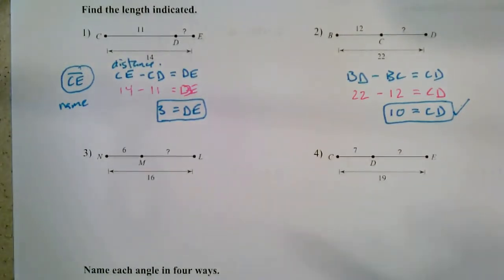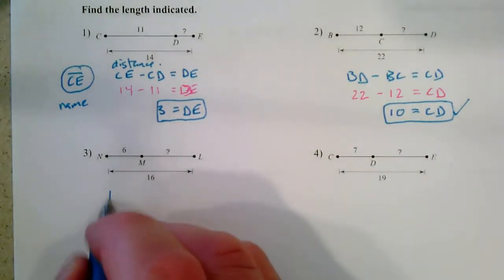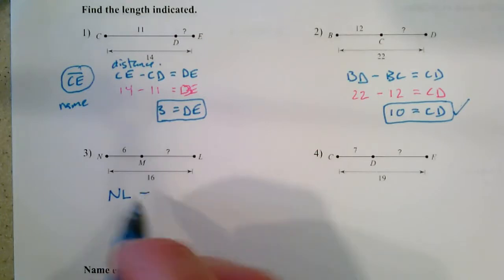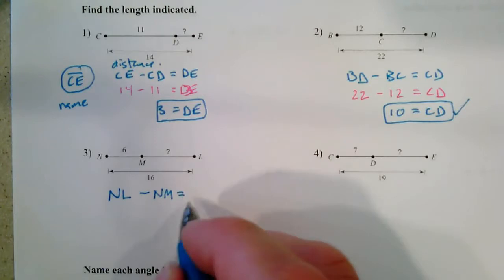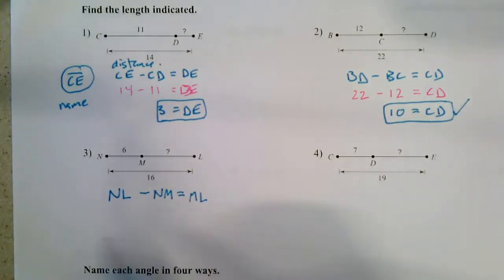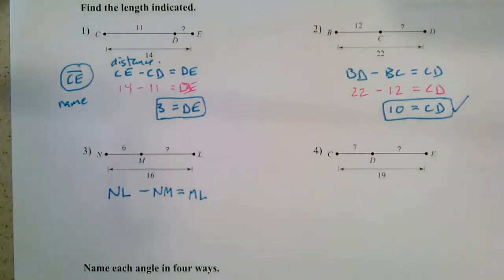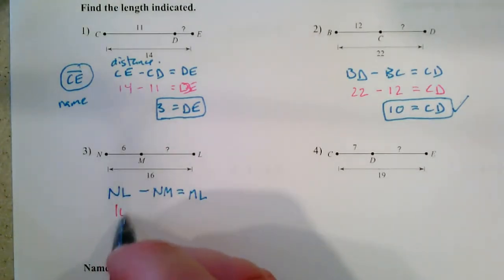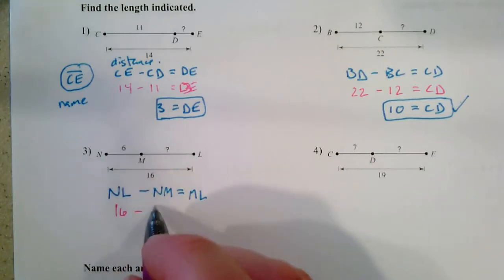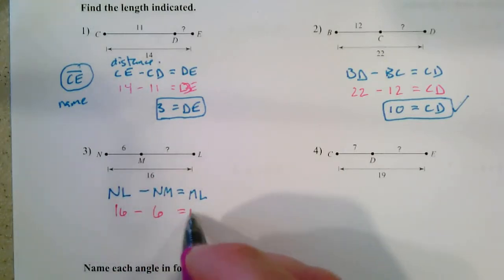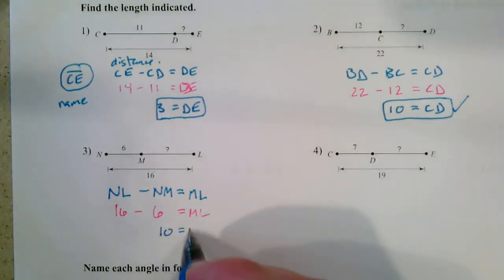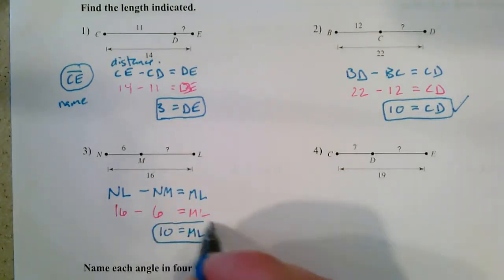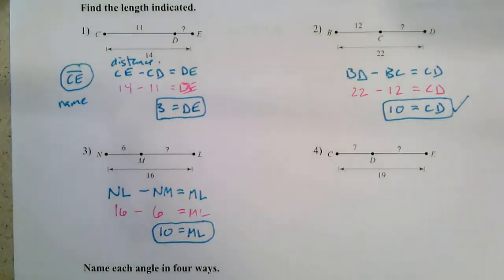Here we've got NL minus NM equals ML. And remember, these are distances, not names. And we're going to do our substitutions here. NL is 16 minus NM, which is 6, equals ML. 16 minus 6 is 10. We're going to circle our answers there.